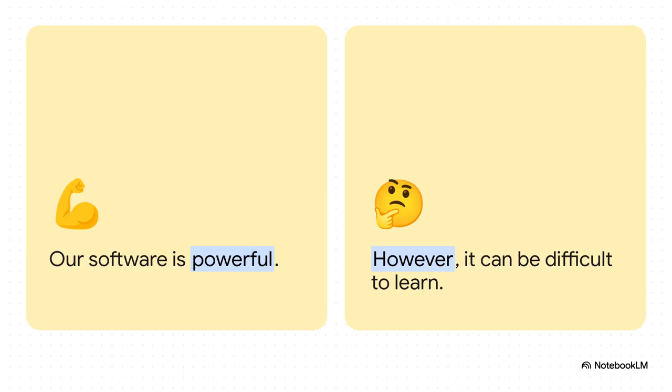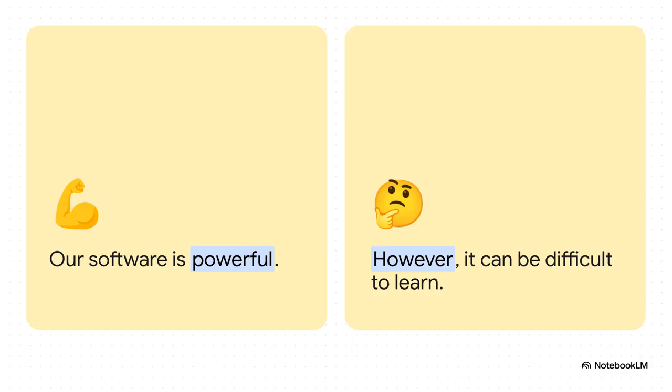Okay, but what happens when your ideas don't really agree with each other? Well, that's where your contrast words are your best friend. You've got two opposing thoughts, right? Like, our software is powerful, but on the other hand, it can be difficult to learn. Words like however or although build that perfect bridge to show both sides of the coin. Oh, and a quick heads up for your writing, a strong word like however often gets a semicolon before it.